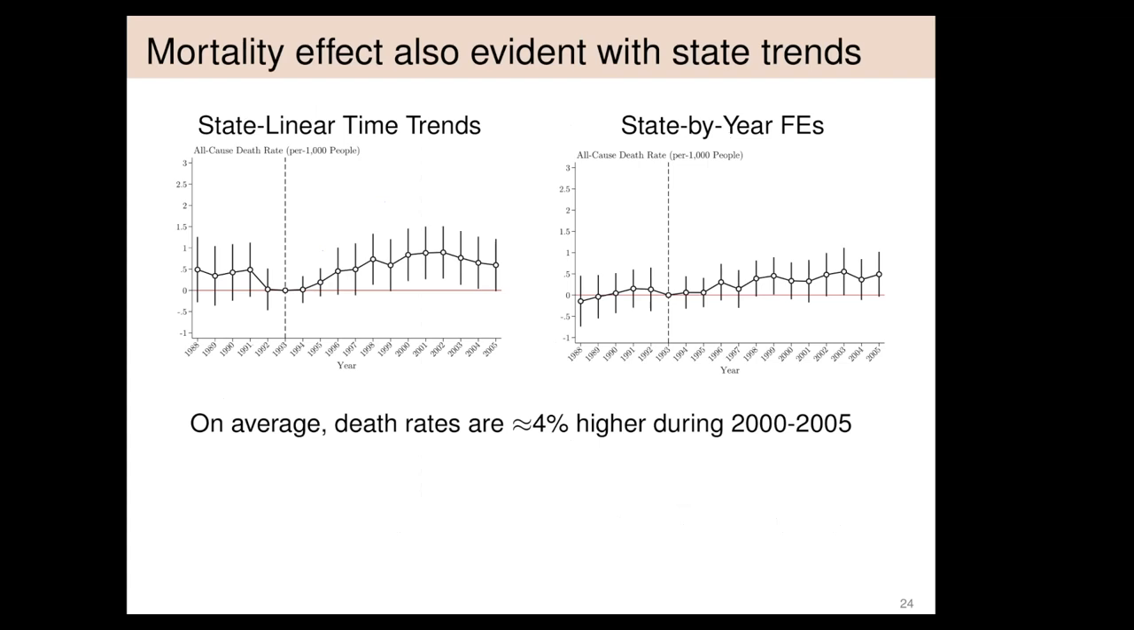But as we saw in the map, our treatment is very spatially clustered. So adding these more fine-scale time controls at the level of the state is already absorbing a lot of the treatment effect that we're interested in. So we're not surprised to see that the results are dampened. But even when we run these two versions, in this post-collapse period, when vultures are at their new collapsed equilibrium, death rates are about 4% higher relative to the baseline period.